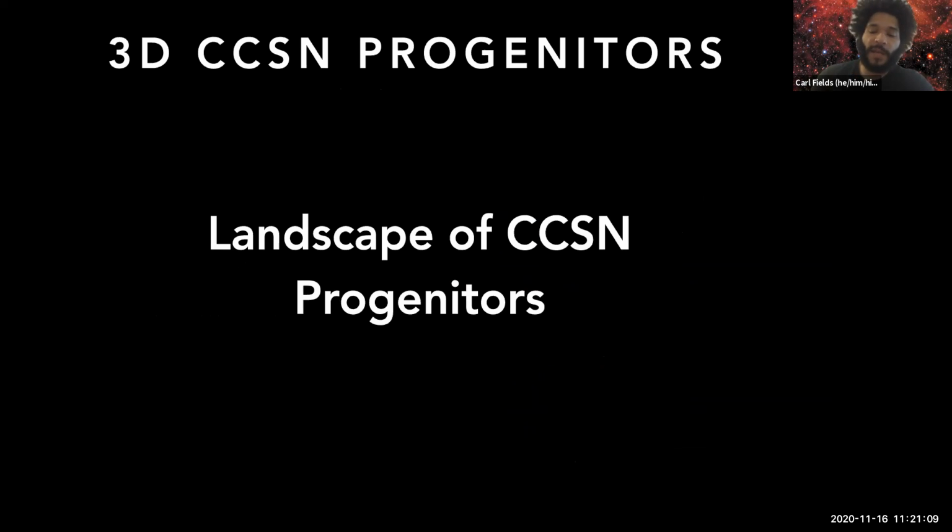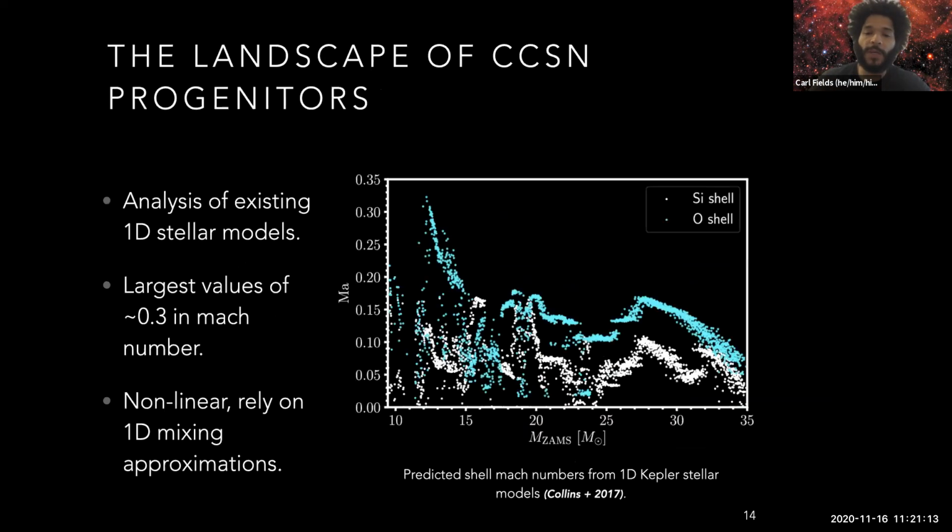So, motivated by what we learned from this 15 solar mass model, we wanted to take the next step and see what it looks like across a range of initial progenitor masses. On the right here, we have initial zero age main sequence mass on the x-axis, and on the y-axis, the Mach number for the silicon and oxygen shell region. These are predictions from 1D Kepler models from Collins et al. in 2017. And it's very stochastic, right?